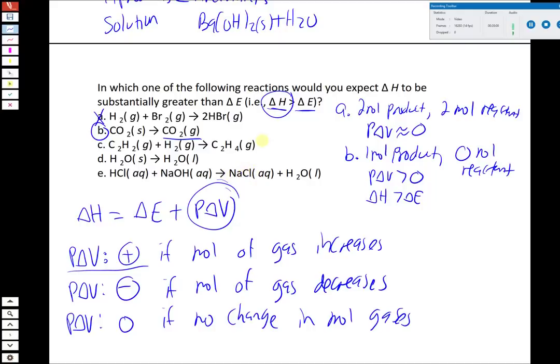So in this case, P delta V should be negative because we're decreasing the moles of gas. This one, P delta V, close to 0. This one, P delta V, also close to 0 because there's no gases involved. As we said, this one also, P delta V is equal to 0 because there's the same number of moles of gas. The only one where the P delta V term is greater than 0 is choice B, and that's going to give us delta H greater than delta E. That's the one we're going to pick.